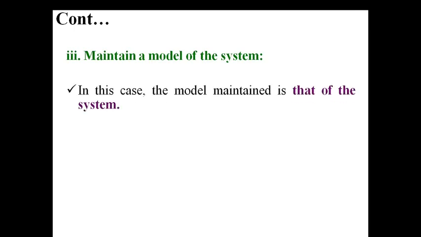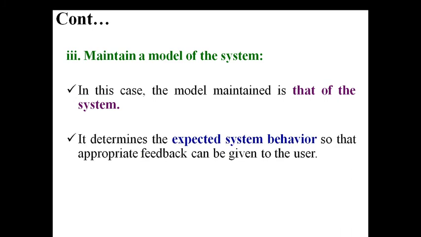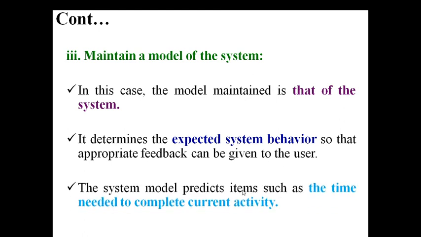And maintain a model of the system. So what is this model of the system? We can use the word simulation. We have to maintain a simulation, execute your data, and check the outcome also. It determines expected system behavior so that appropriate feedback can be given to the user. First we execute your data in advance in simulation, later we can give that same data to the user. The system model predicts items such as the time needed to complete the current activity.